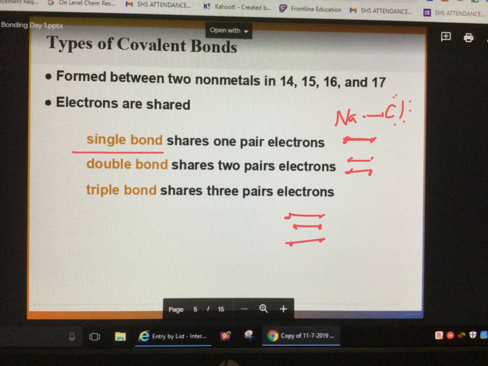This pretty much wraps up part of what we did for ionic compounds, and this is also covalent naming and bonding. If you still have questions, go ahead and stop the video and ask me during Zoom.